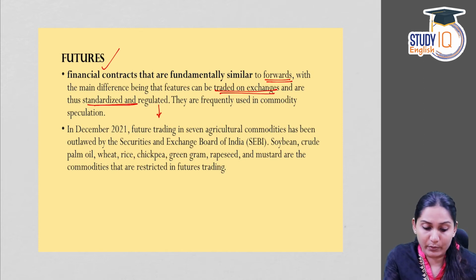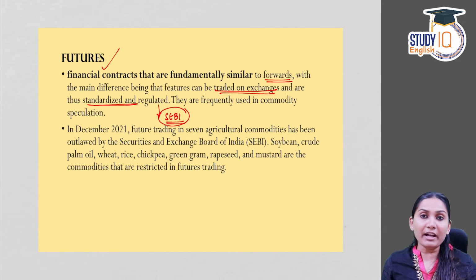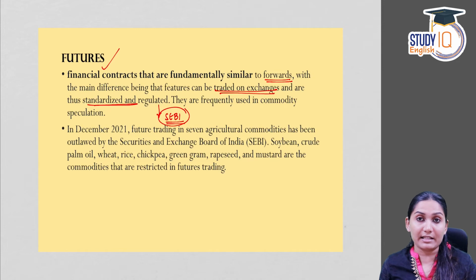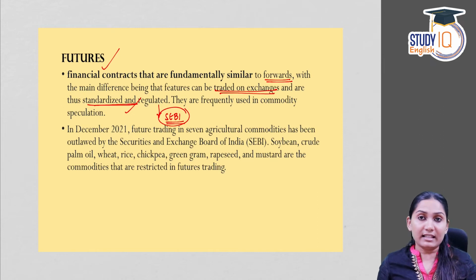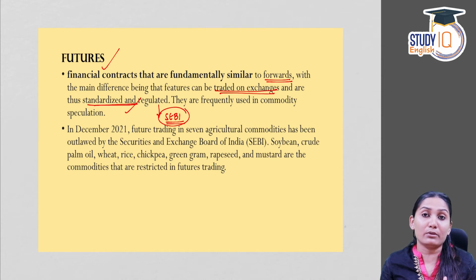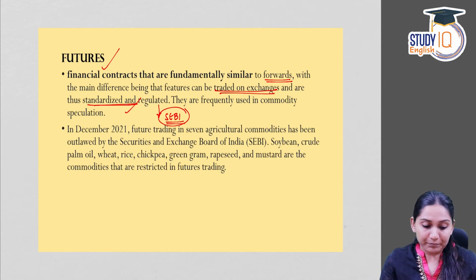Who regulates the futures? SEBI, Securities and Exchange Board of India. Why? Because they are traded on a stock exchange. That's why it is regulated by SEBI. So these are standardized and regulated. There would be a standard because they are traded on a stock exchange. Other than that, all other things are very similar to forward contracts. It is an agreement between two parties and the date is predetermined and also the price is predetermined.